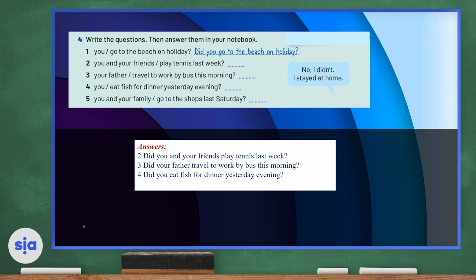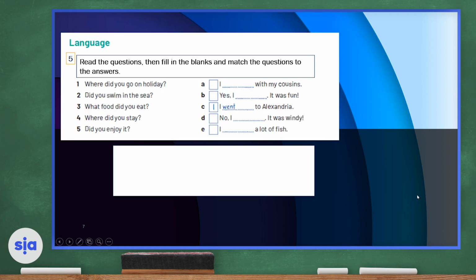And number 5, you and your family went to the shops last Saturday. You can say, did you and your family go to the shops last Saturday? Of course, the answer could be, yes, we did, or no, we didn't. So now we're going to exercise 5. We're going to read the questions, then fill in the blanks and match the questions to the answers.